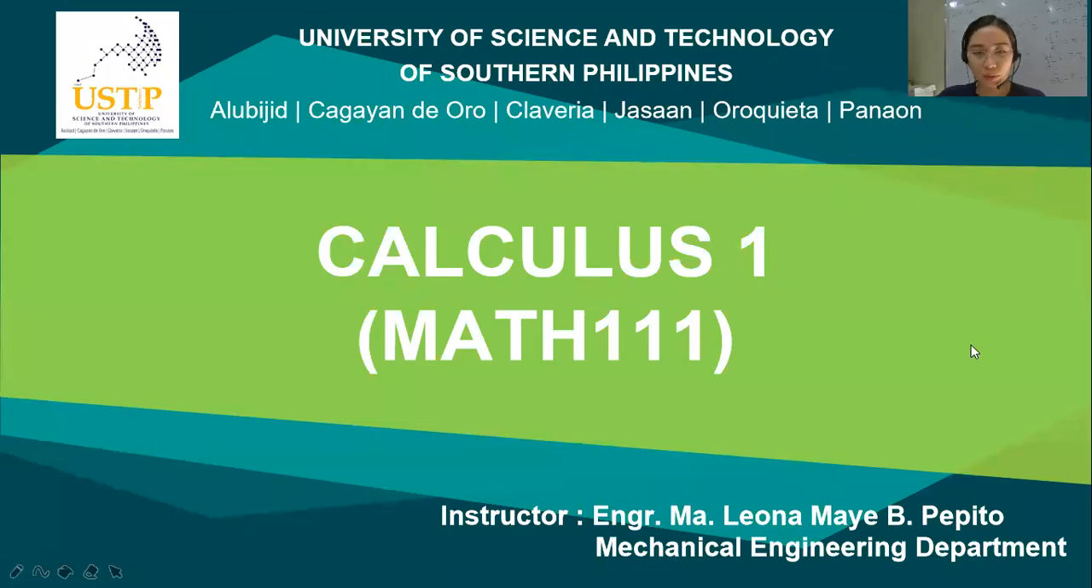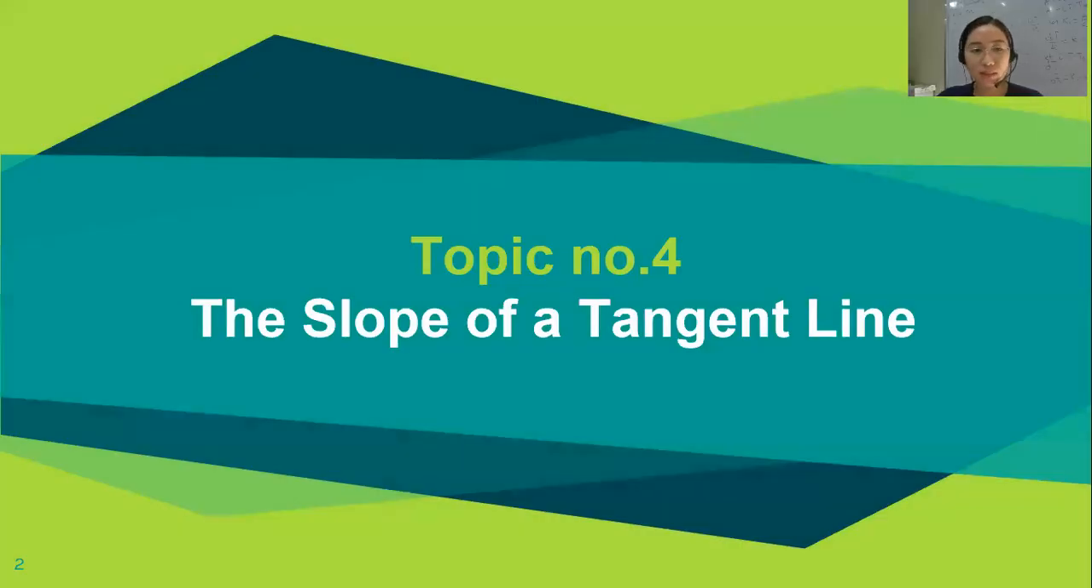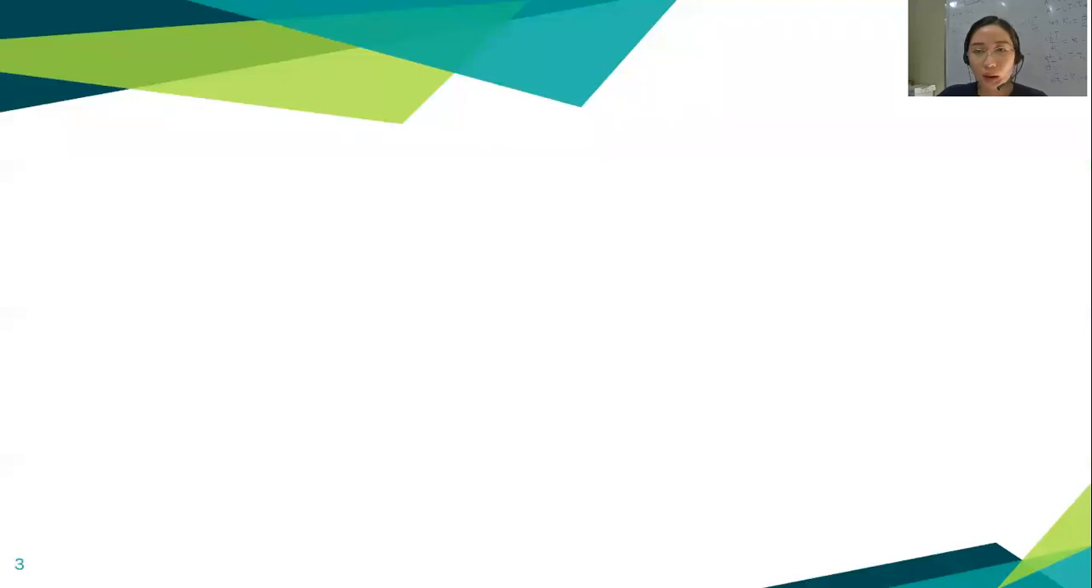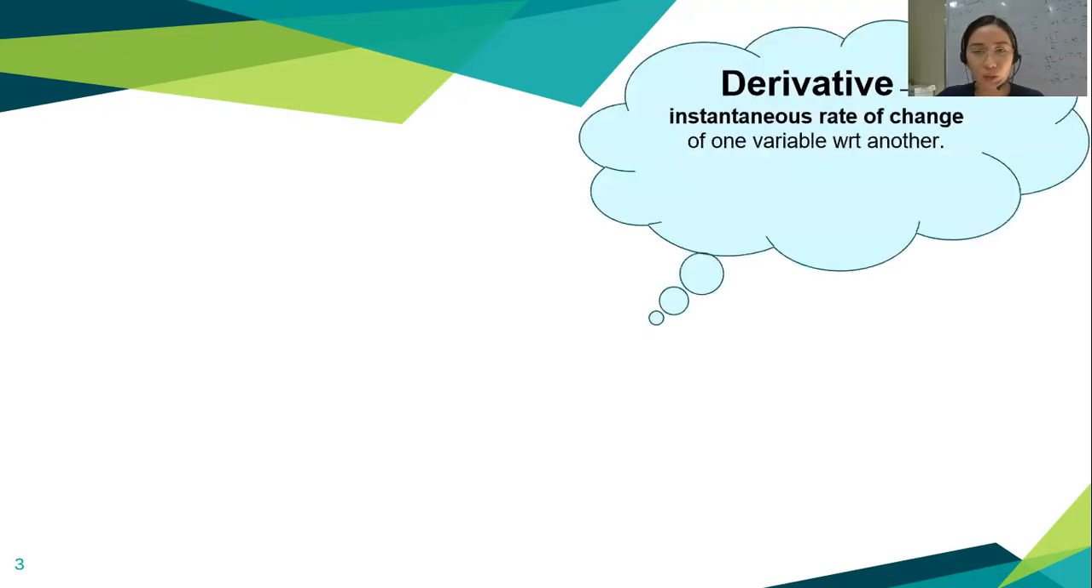So good afternoon, everyone. Today we're going to discuss our fourth topic, which is about the slope of a tangent line. So a brief introduction: we need the slope of a tangent line because it is the theory behind finding the derivative of a function. By the way, the derivative is the instantaneous rate of change of one variable with respect to another.